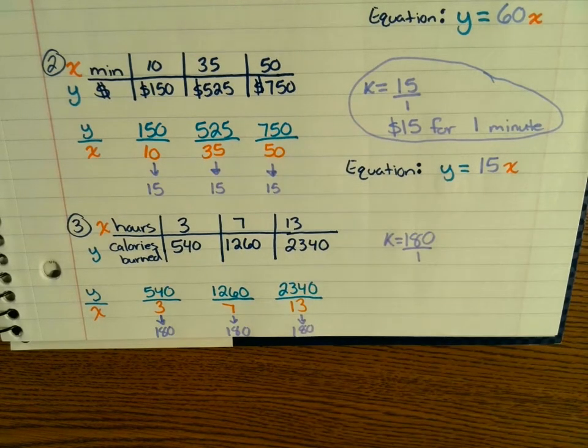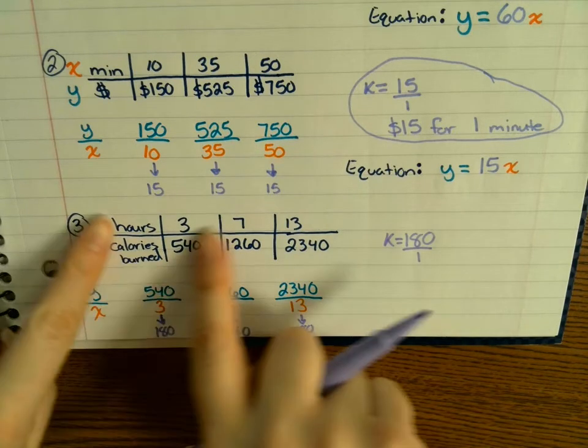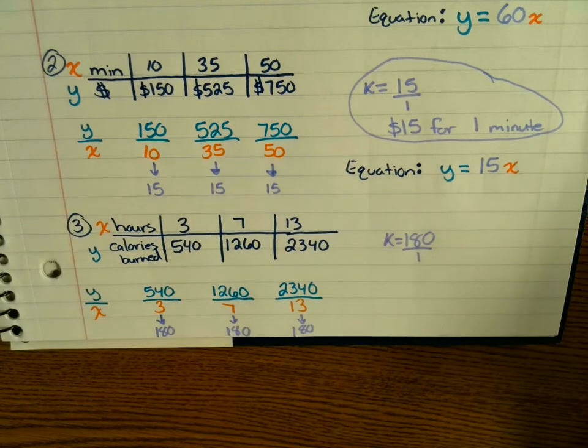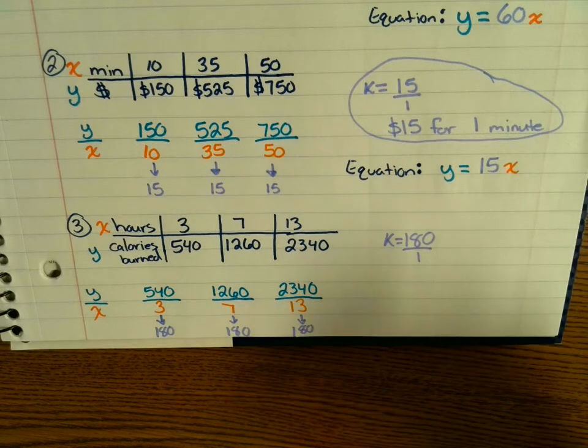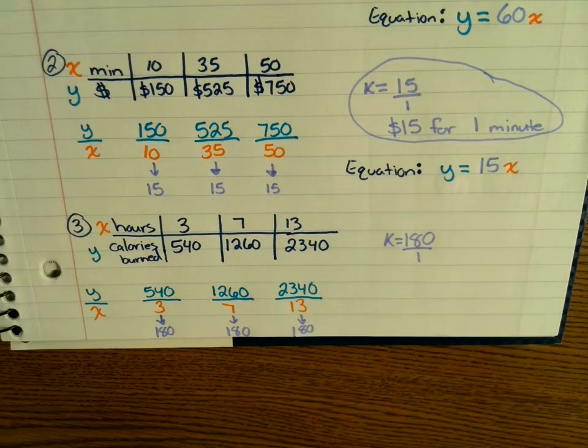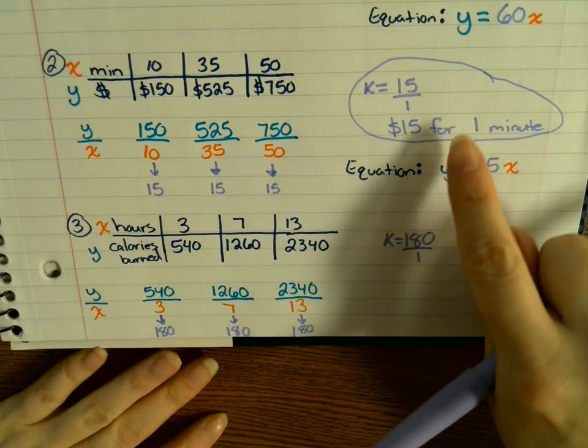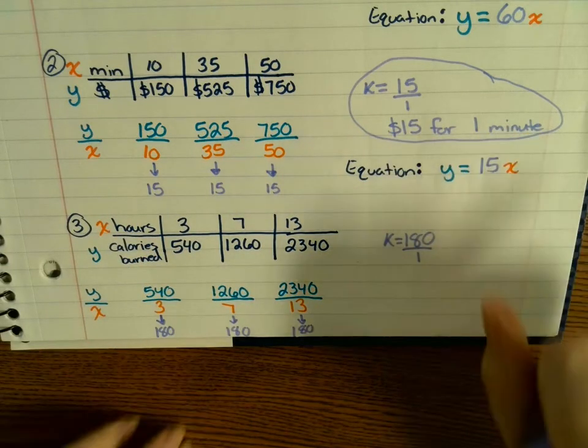Now relate it back to the context. Relate it back to the problem where we're talking about hours and calories burned. How would I write that out, Tony? Okay, so that's our equation. Yeah, that's our equation. But we want to relate it back to the context here. Kind of like how we said, okay, $15 for 1 minute.